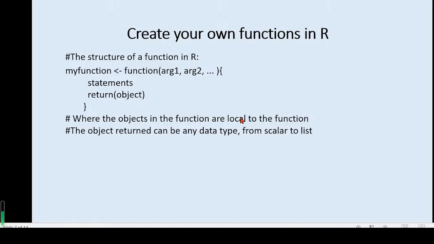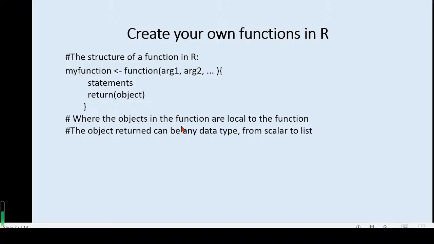Create your own functions in R. In R, the function structure uses the function keyword, then the arguments, then the braces. Inside the braces we can write statements, and usually return an object. Usually we call this function and return the value to an object.